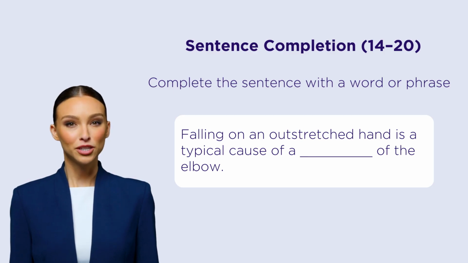Sentence completion questions ask you to finish a sentence using words from the text. For example, falling on an outstretched hand is a typical cause of a blank of the elbow. The answer is dislocation.